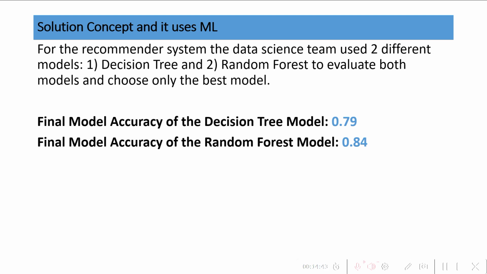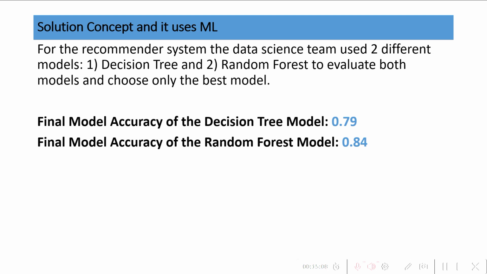The final model accuracy of the decision tree model was 0.79. The final model accuracy of the random forest model was 0.84. And this is at the end of k iterations. The expectation was that the accuracy should be greater than 0.8. So definitely the random forest was the better choice, but there are several steps that have been followed to reach this conclusion.